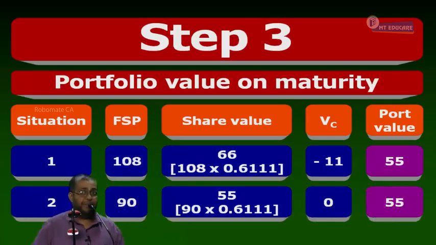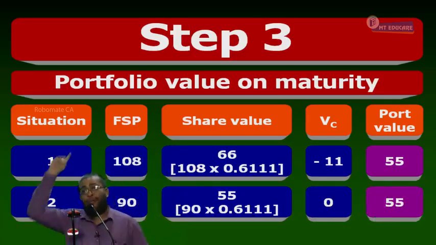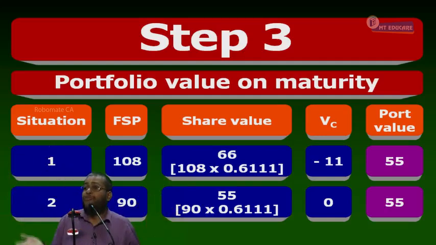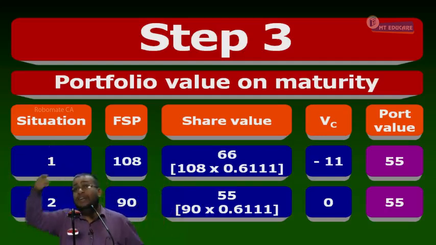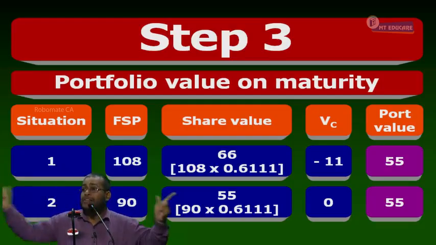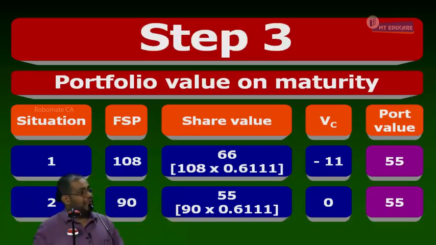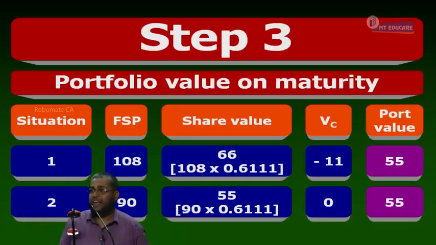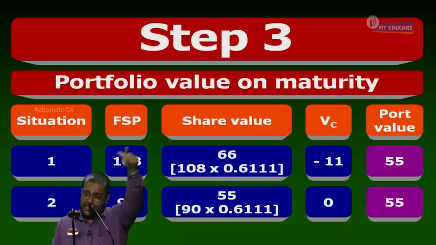Portfolio value is 55. From this we understand that the portfolio is riskless. Whatever may be the FSP, 108 or 90, my portfolio value remains unchanged. This is a risk-free portfolio. Now discounting is no problem, I can discount at the risk-free rate. In option valuation calculation, the discount rate should always be the risk-free rate. So, what they have done is construct a portfolio which is risk-free. Why it became risk-free, we will discuss in the next class.